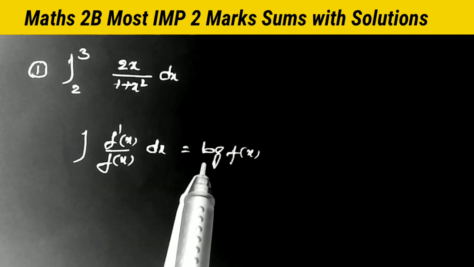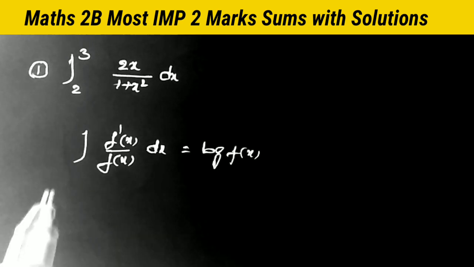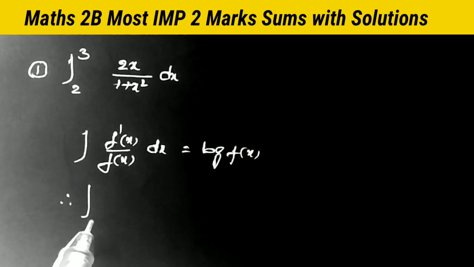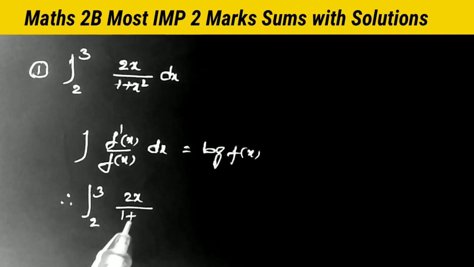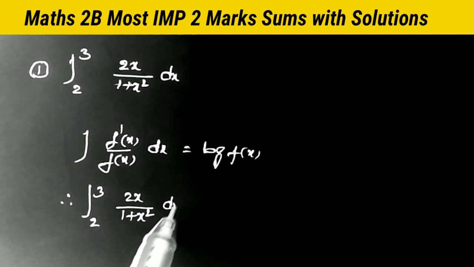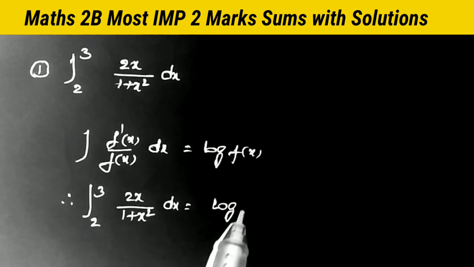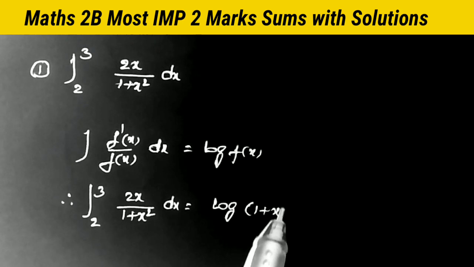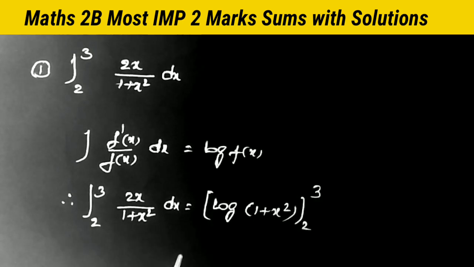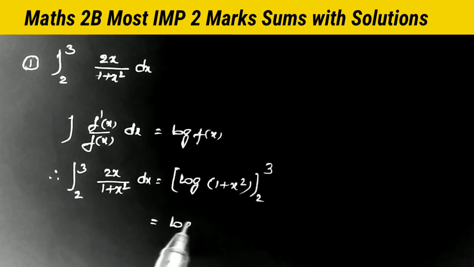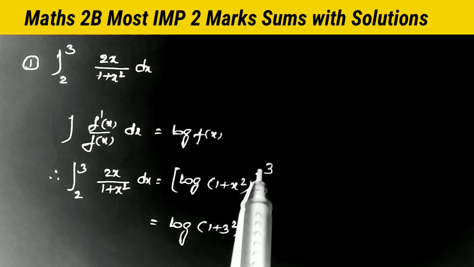So what is the answer? Log of f of x. What is the f of x function here? 1 plus x square. Therefore, just apply the above formula to the given question. Integral 2 to 3 of 2x by 1 plus x square into dx is equal to log f of x, that is log of 1 plus x square, where the limit values are 2 to 3.